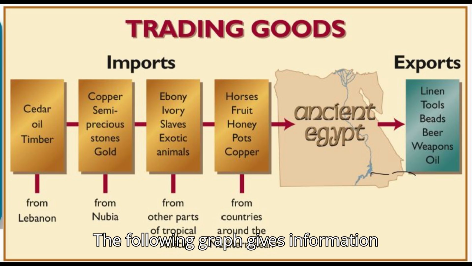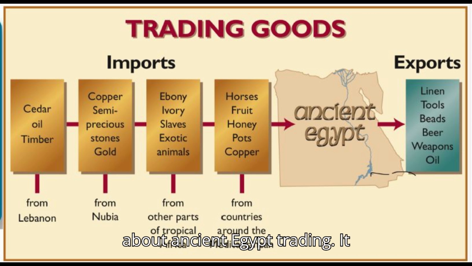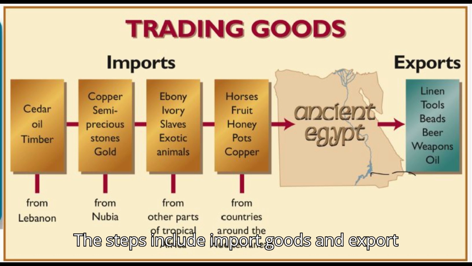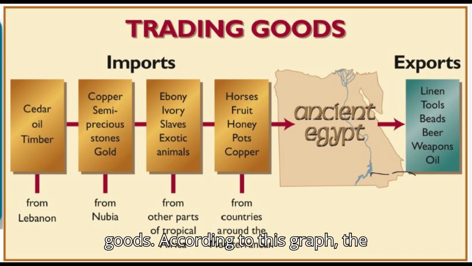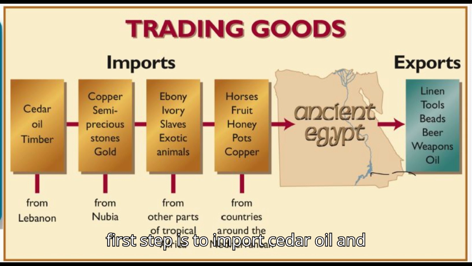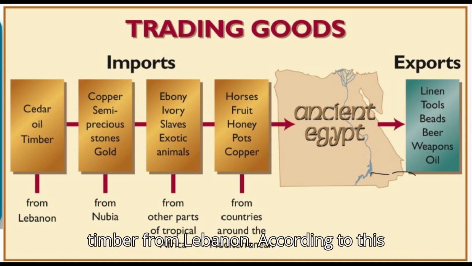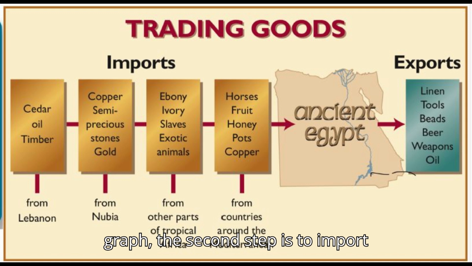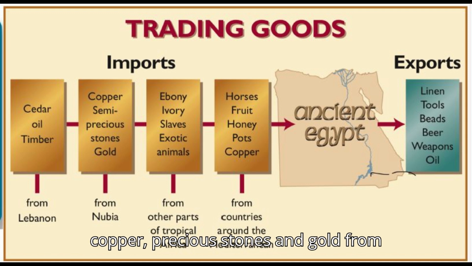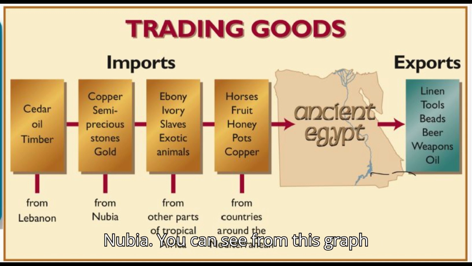The following graph gives information about ancient Egypt trading. It shows how the process is done. The steps include import goods and export goods. According to this graph, the first step is to import cedar oil and timber from Lebanon. According to this graph, the second step is to import copper, precious stones and gold from Nubia.